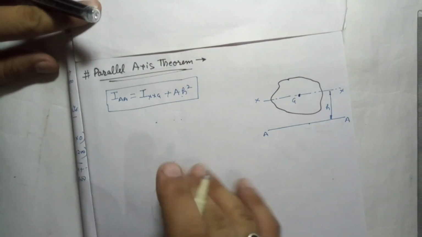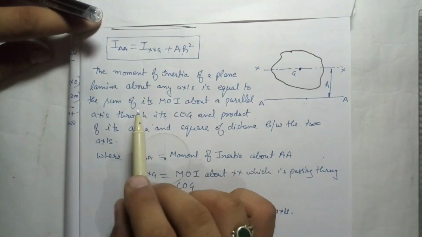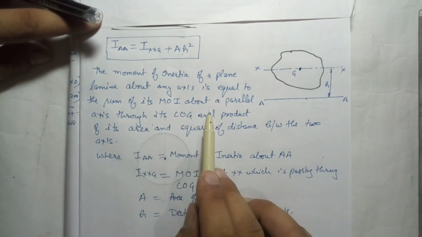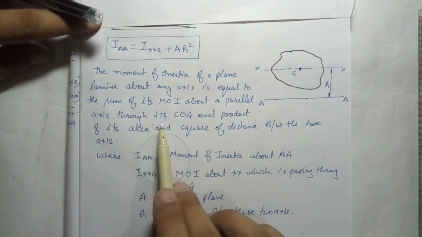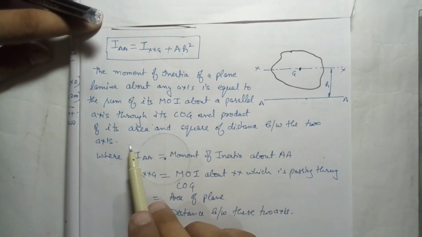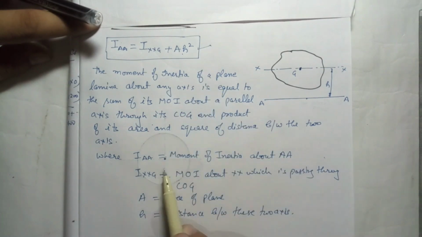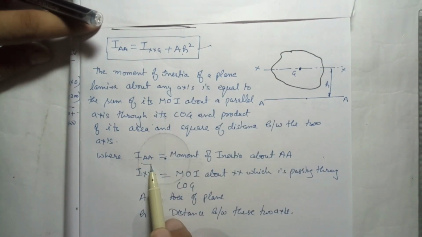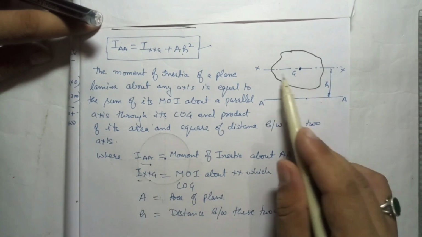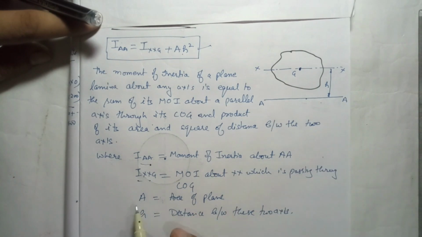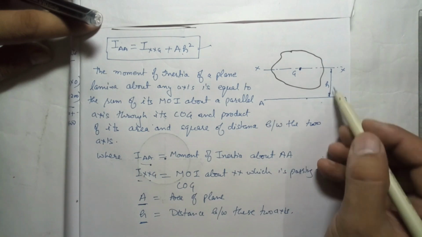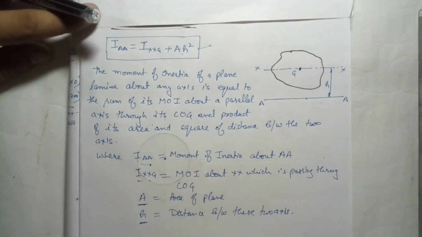Now if I want to define this parallel axis theorem, we can say that as per the definition, the moment of inertia of a plane lamina about any axis is equal to the sum of its moment about a parallel axis through its center of gravity and the product of its area and the square of the distance between the two axes. It is just explaining the same, where I A, the moment of inertia about the AA axis, is equal to the moment of inertia about the XX axis passing through the center of gravity, plus the area of this plane into h, the distance between the two axes, squared. So this is the parallel axis theorem.